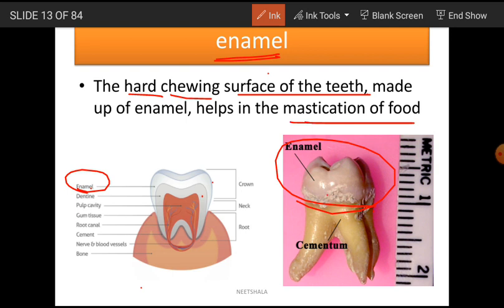If you look at the inner side, that is the second layer, that is going to be made up of cementum. So we have two types of substances present in our teeth. The first one is known as enamel and the second one is known as cementum.